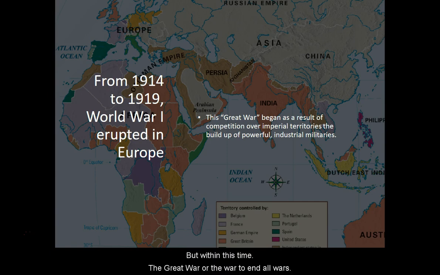But within this time period, the Great War, or the War to End All Wars, begins as a result of competition over imperial territories, countries trying to take over territories for raw materials and new markets. They also build up really powerful and industrial navies, and the larger the navies and the militaries get, the more of a threat they are to the countries that are not necessarily their friend.